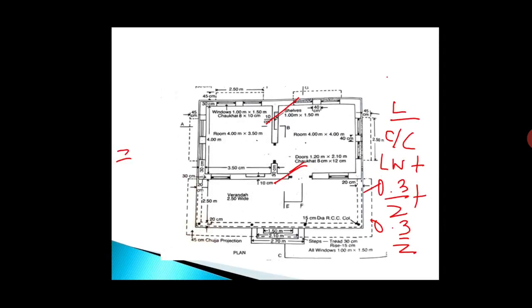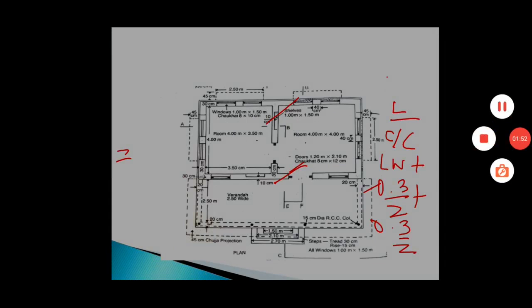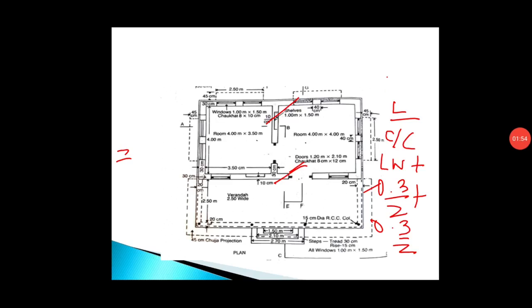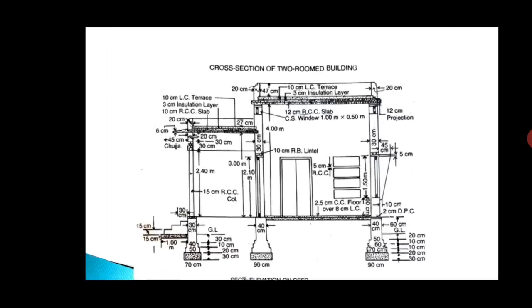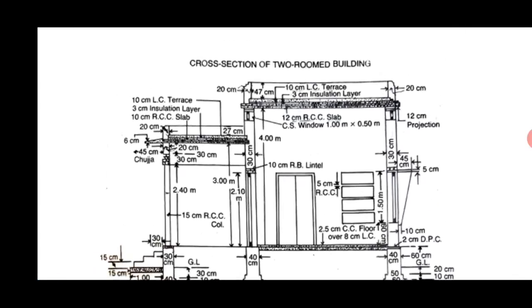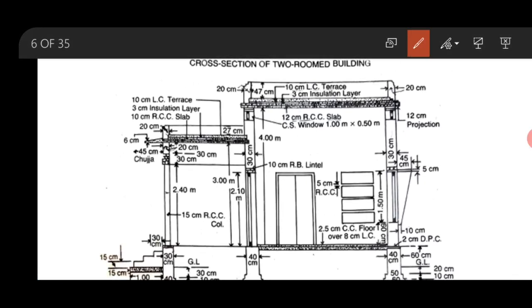Therefore, with 8.1 we will add plus 0.3. So this will be equal to 8.4. So length is 8.4. And for width and depth or height, we will go for the sectional diagram. So here you can see what is the width of the superstructure work. See here, this is of 30 centimeter wall. This is of 30 centimeter. So 0.3 meter is the width.